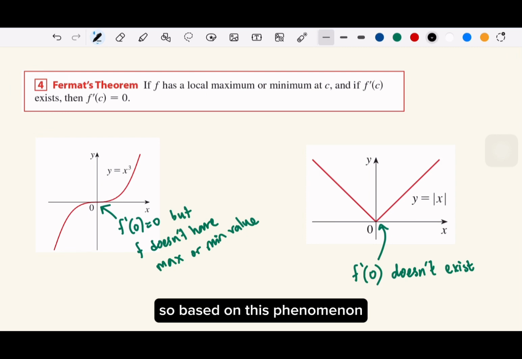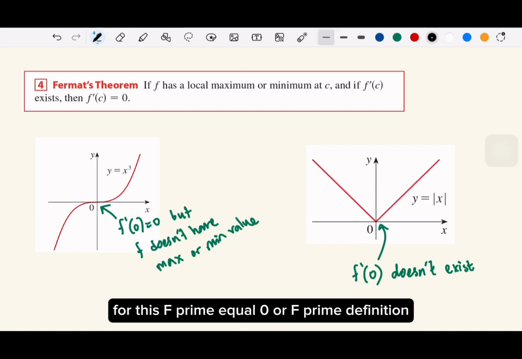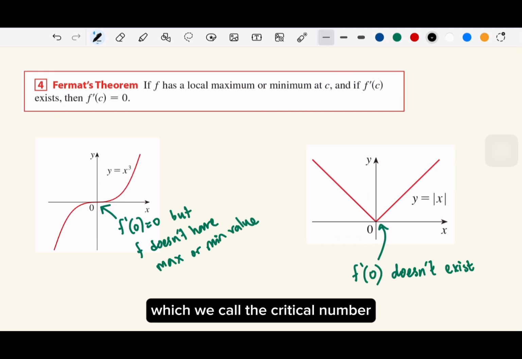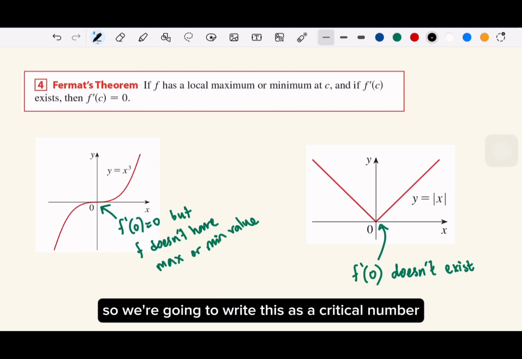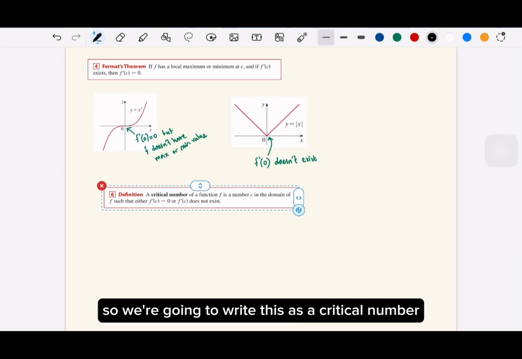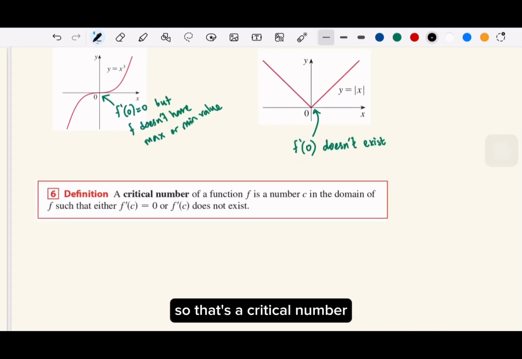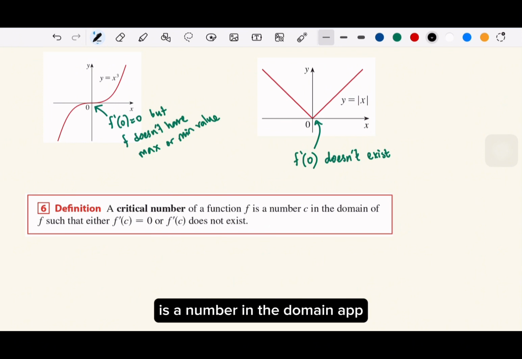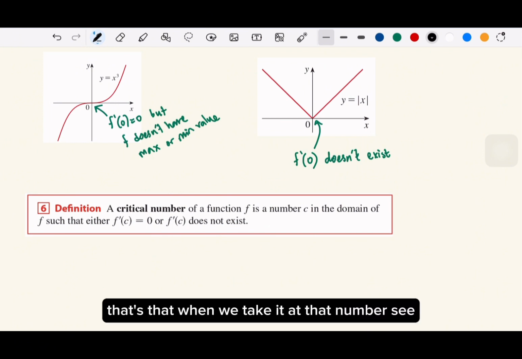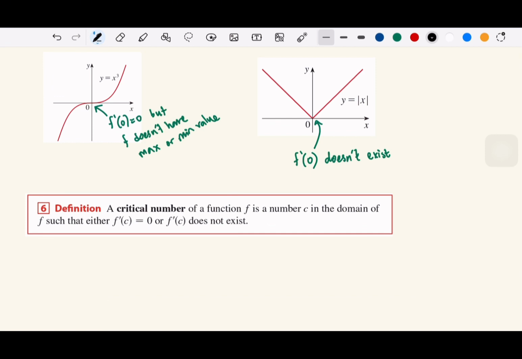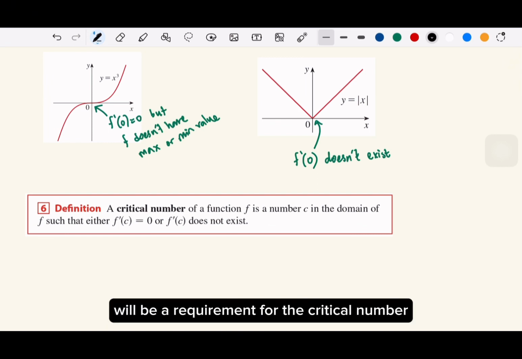So based on this, we are going to use another term for f prime equals 0 or f prime doesn't exist, which we call the critical number. That's the term. So a critical number is a number c in the domain of f such that when we take the derivative at that number c, it will be equal to 0 or f prime doesn't exist. So these two are the requirements for a critical number.